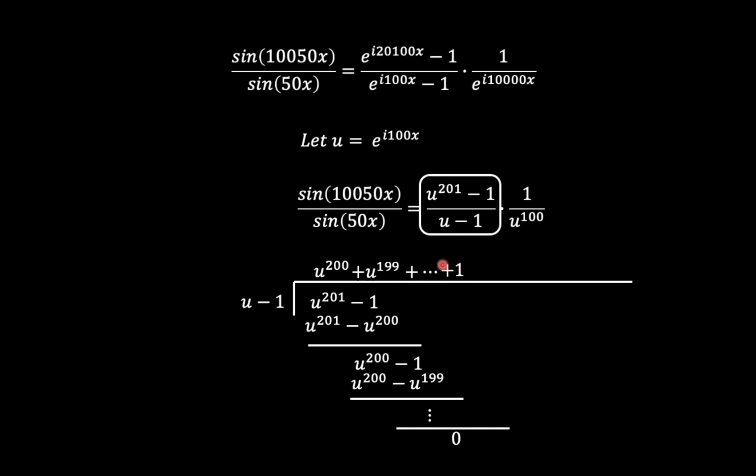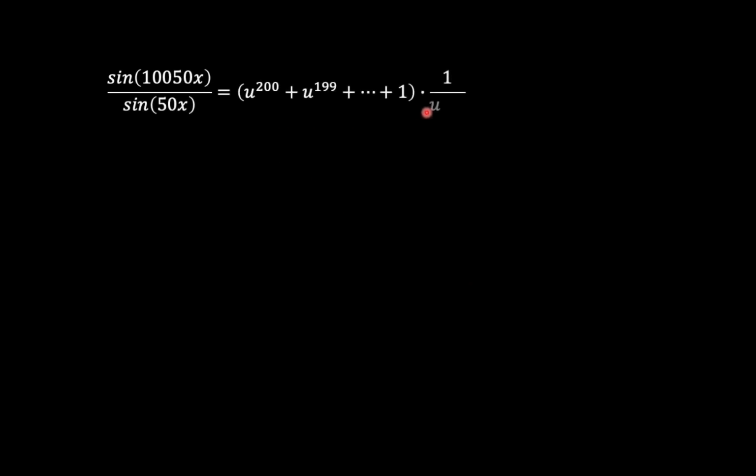So up here you see that the result of the division is this nice geometric progression with u being your common ratio and the initial value being 1. So taking that into consideration, we have u to the power 200 all the way to 1 divided by u to the power 100. That results in u to the power 100 plus u to the power 99 plus all the way to 1, because there is a u to the power 100 term in there, and when you divide u to the power 100 by u to the power 100, that results in 1.